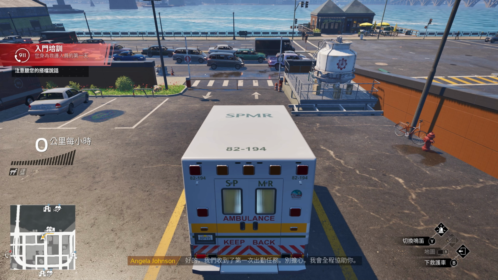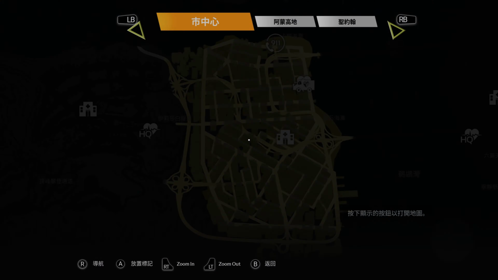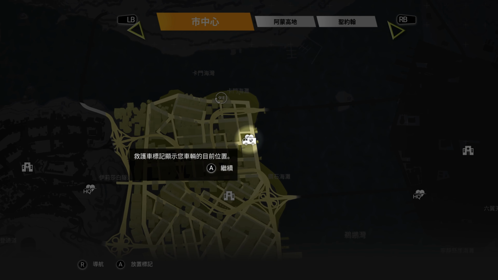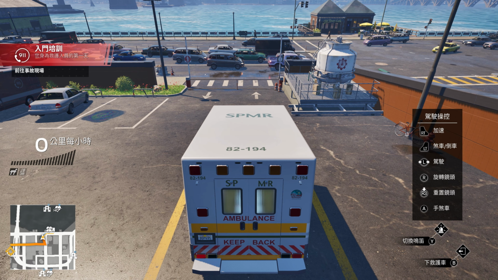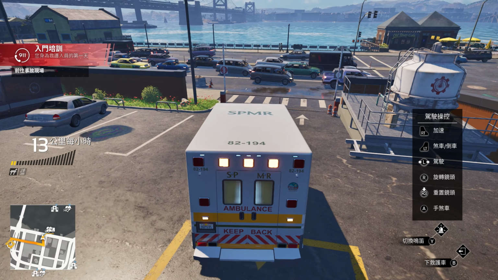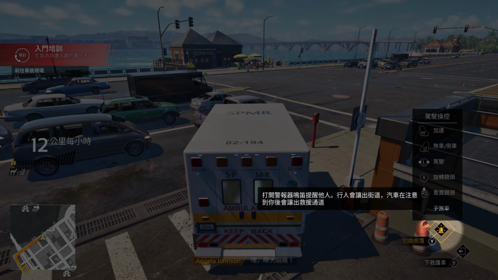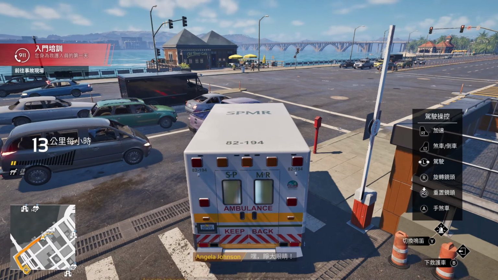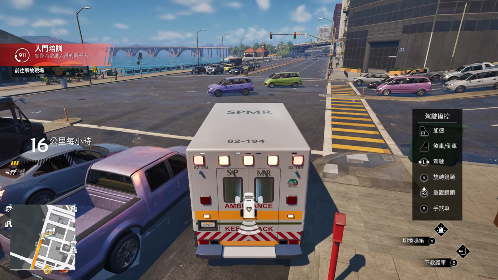Okay, we have received our first call-out. Don't worry, I will assist you every step of the way. You can check out the full version of the map if you want to see our complete route. Hey, keep your eyes open. Drive swiftly and safely to the location marked on your map. Use the siren as needed.